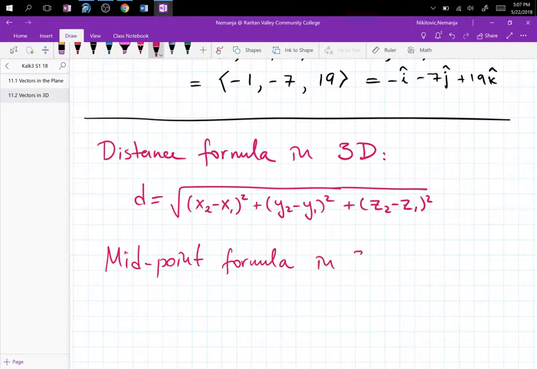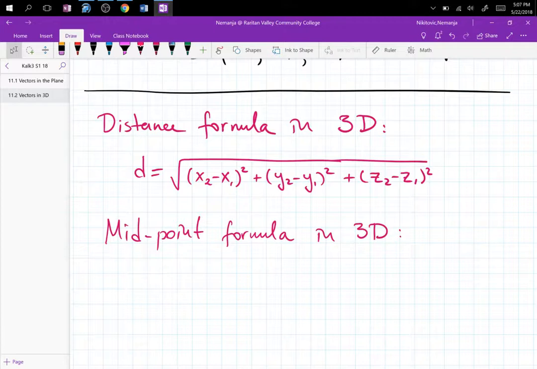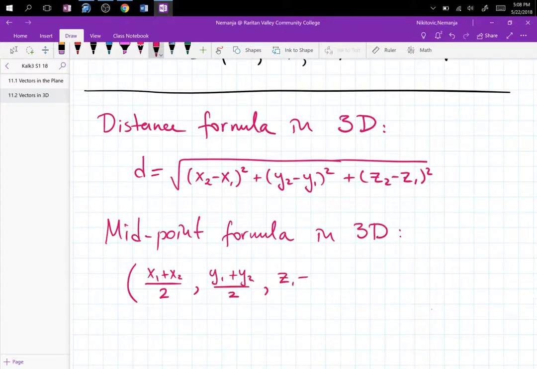In 3D. Again, it is the simple average of coordinates for each one that I mentioned previously. So it's a point, so we use the parentheses. We have x1 plus x2 divided by 2, y1 plus y2 divided by 2, and z1 plus z2 divided by 2 as a point. Again, it's a point, so we use the parentheses, and it's a 3D point. What else?